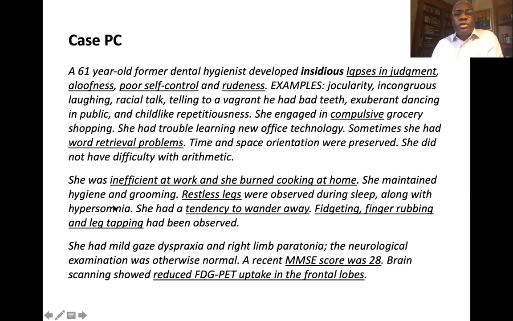Let's talk about a case of frontotemporal dementia here. This was a 61-year-old former dental hygienist that I met a couple of years ago. At the time I met her, the complaint was that she had had gradual changes in her judgment. She had become aloof. She had poor self-control, and she had become rude. What they meant by rude was that she showed jocularity, which refers to being unduly cheerful and playful, even when people are trying to be serious. She was laughing when she shouldn't be, and over trivial things.